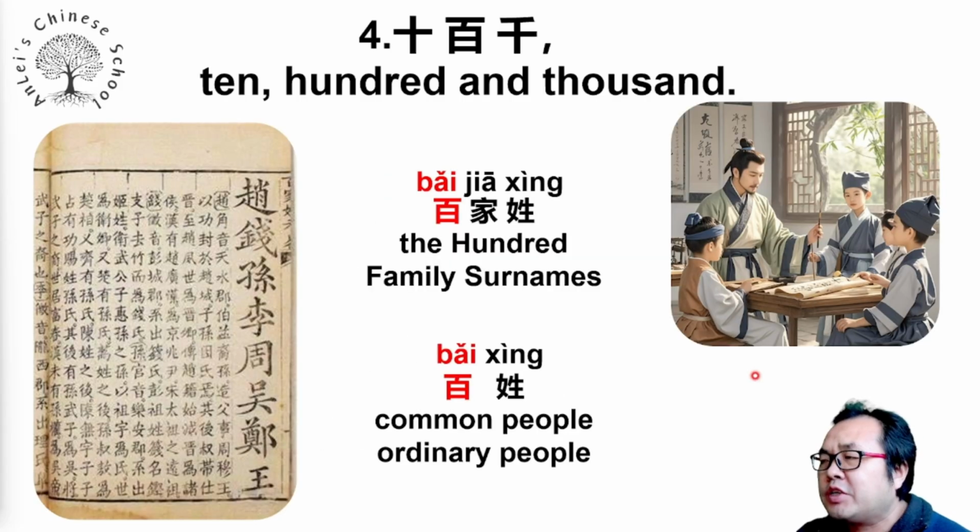百. In ancient China, when kids started to learn reading, there was a basic reading material for enlightenment. It's called 百家姓, 100 family surnames. It was written over 1,000 years ago in the Song dynasty. It covers almost all the Chinese surnames. It starts with Zhao Qian Sun Li because the emperor's surname was Zhao, so Zhao became the first one. We also say 百姓, literally 100 surnames, which represents common people, ordinary people.